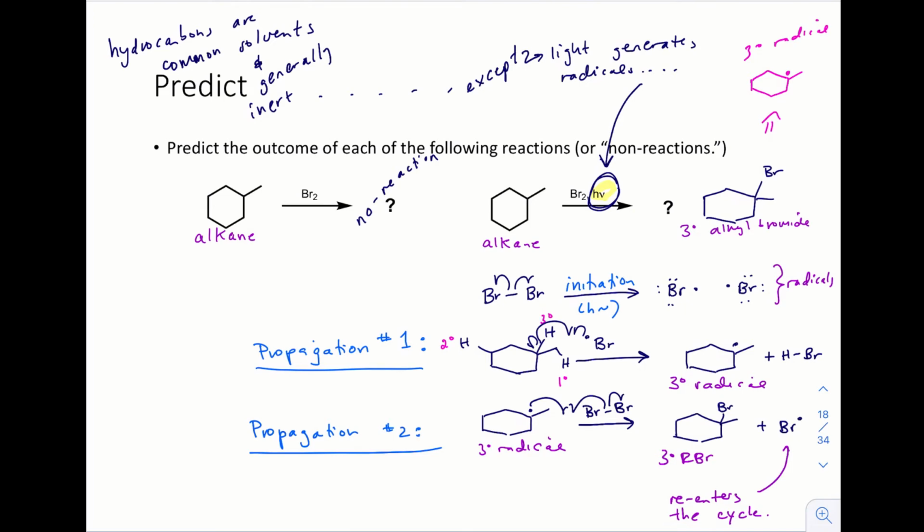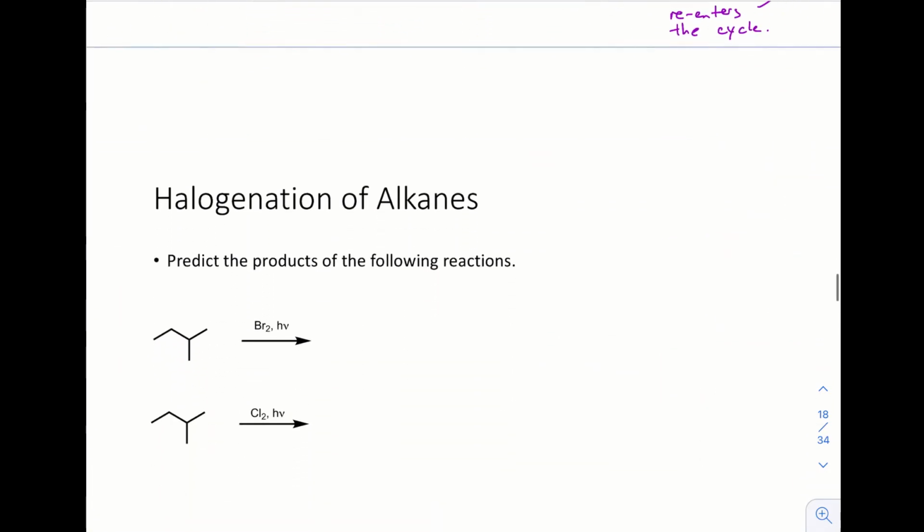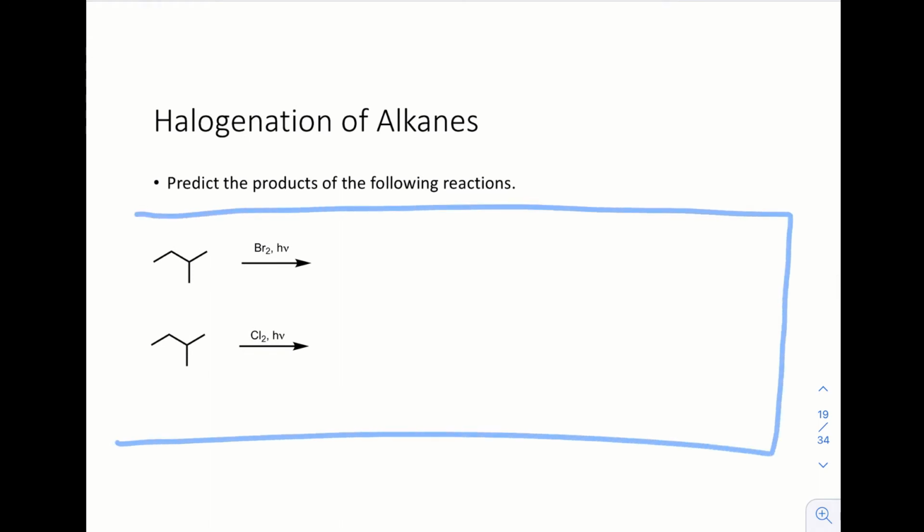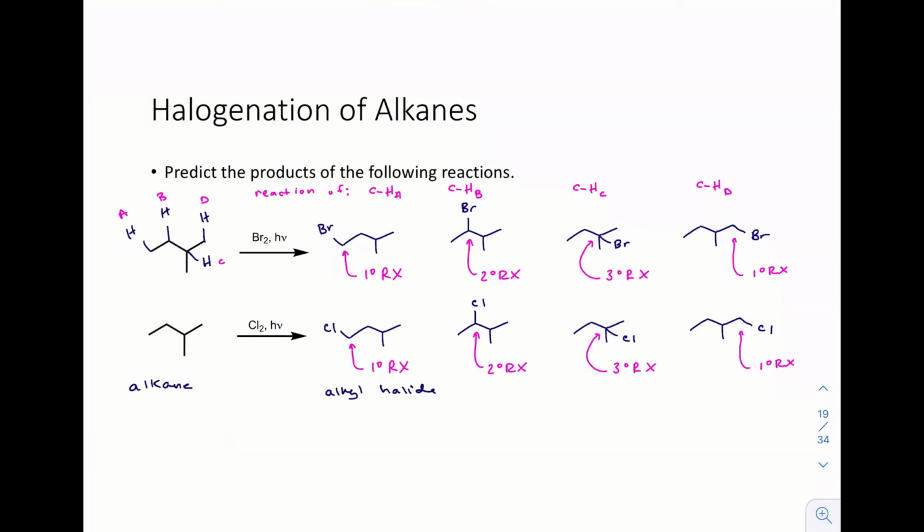Now, one question you might have is that we have been discussing bromine a lot today. Do these radical reactions occur with any other halogens? Well, let's transition to thinking about that. Take a moment and predict the products of these reactions. Under these conditions, X2 and light, a radical halogenation occurs of the alkane.